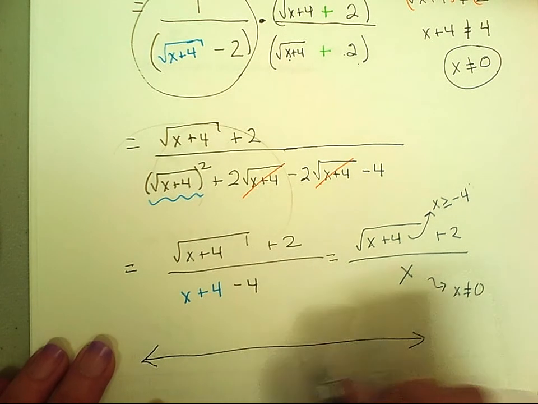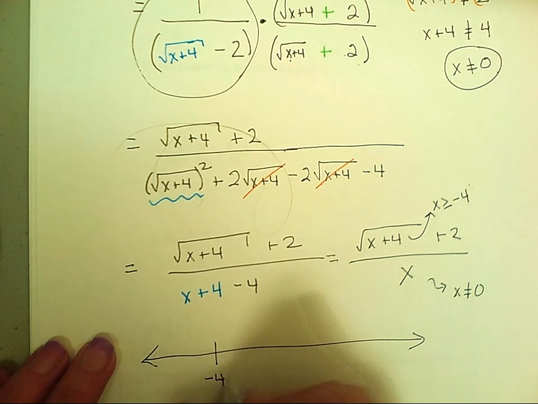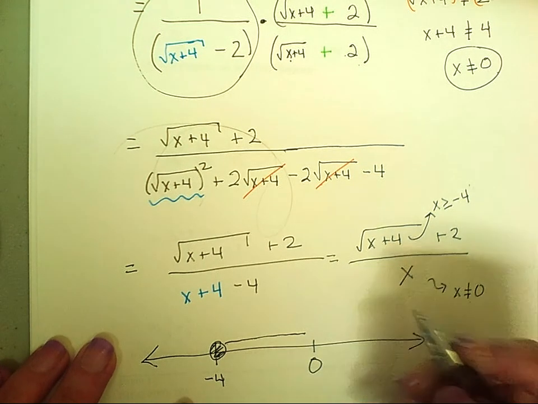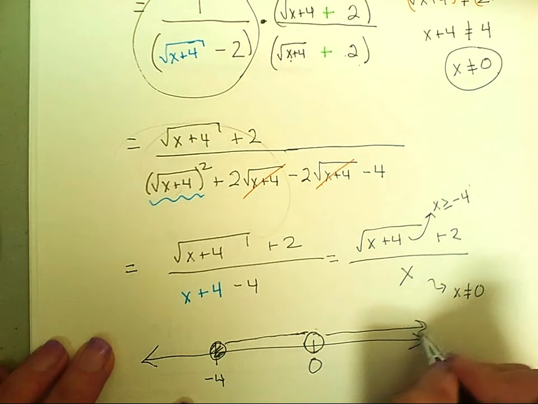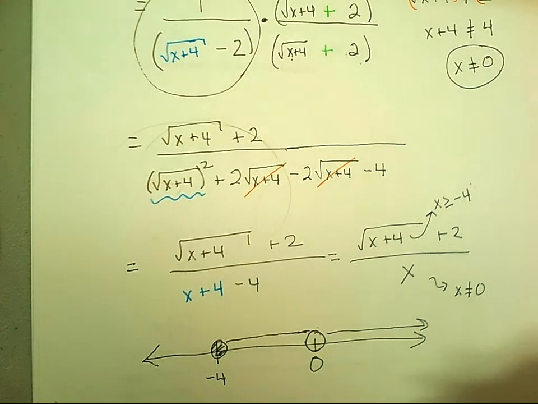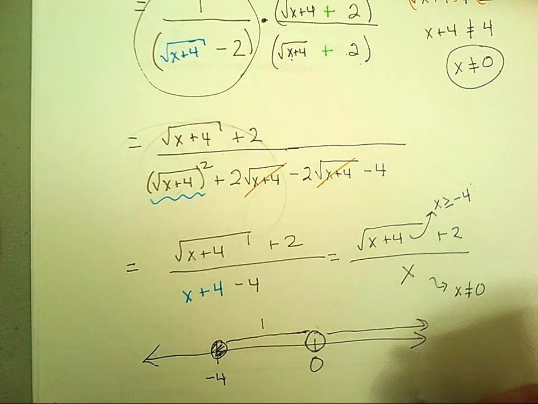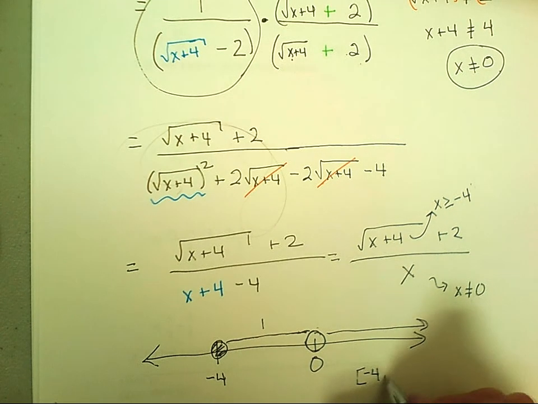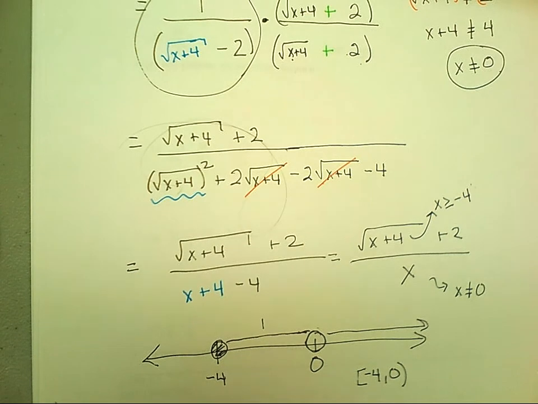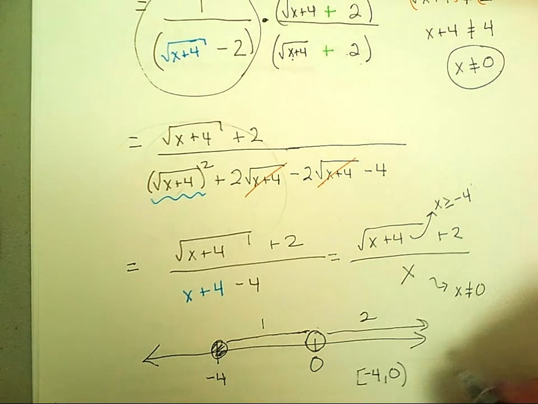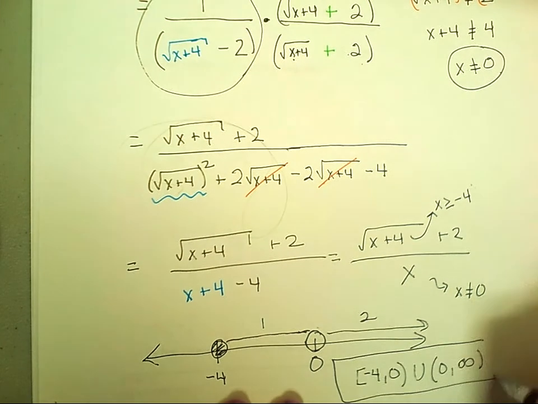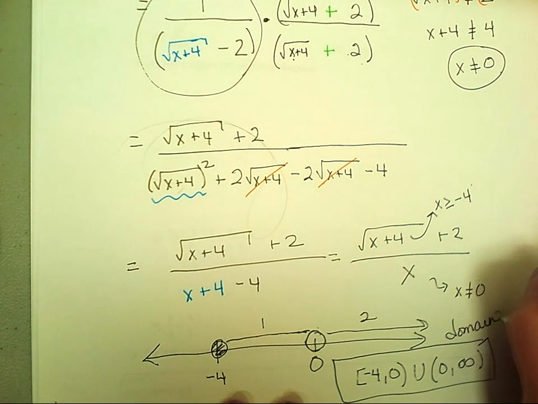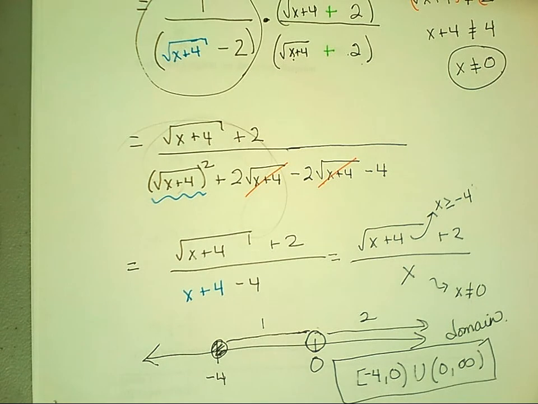Well, if we had to do it in interval notation, let's draw a picture to make it clearer for us. Okay. So x has to be greater than or equal to negative 4 all the way. Here's 0. It can't equal 0, and then we'll continue on. So we have two intervals. This first one goes from negative 4 all the way up to 0, but can't include 0. The second interval starts at 0 and goes all the way up to infinity. So this is our domain.